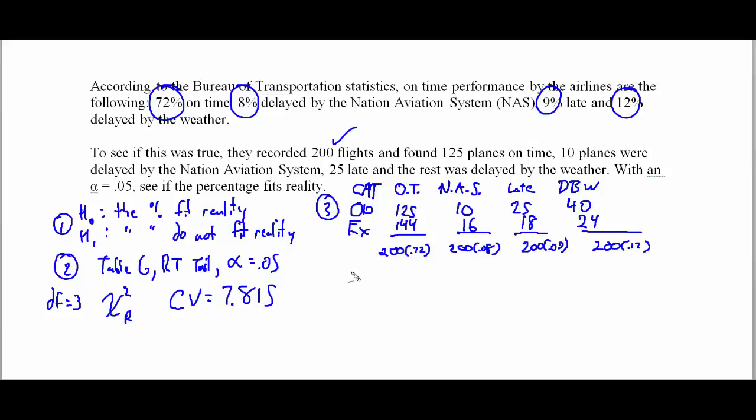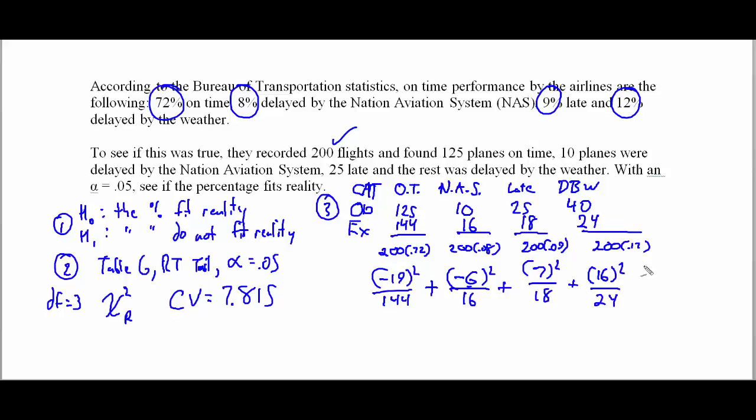So now I'm going to run my test of the differences between the two, observed minus expected, quantity squared, in that case negative 19 squared, divided by what we expected, 144. Add that to observed minus expected, which is negative 6, squared, divided by what we expected, which is 16. Observed minus expected, which is 7, quantity squared, divided by 18. Observed minus expected, that's 16, quantity squared, divided by 24. If I add all of these up, I get an answer of 18.15.